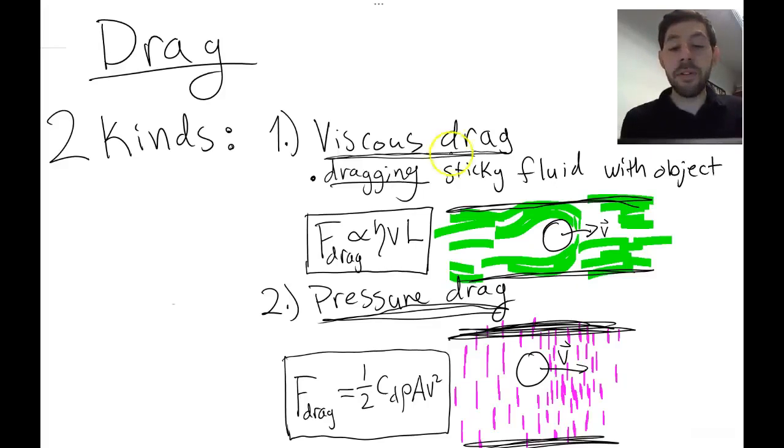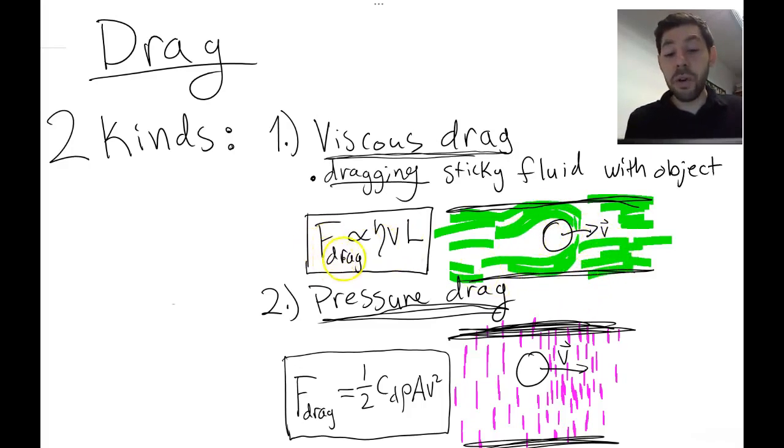So, for example, viscous drag is when you have an object that's moving in some really sticky viscous fluid like honey or some sort of green sludge like I have shown here. And the reason why there's this viscous drag force backward is because the object has to carry along some of this sticky fluid along with it. It kind of sticks to it.